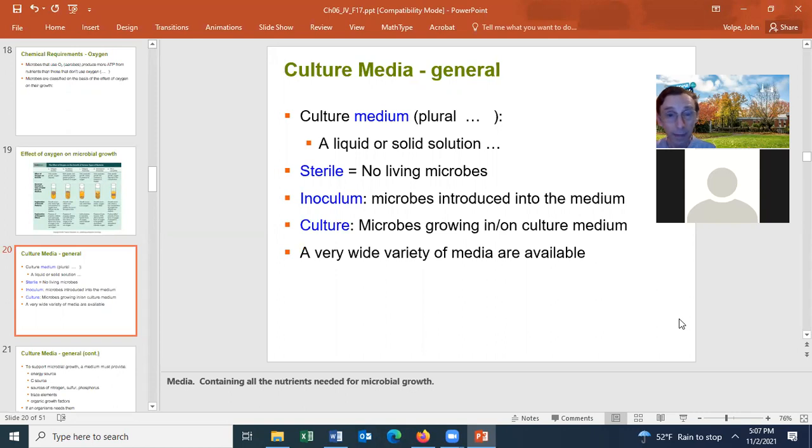The inoculum is the microbes you introduce into the media. We call it a culture, and that is the microbes growing in a culture medium. There are a wide variety of media available in microbiology. If you were coming into the lab, I would hold up a book where each page discusses one media, and the book is about that thick. So that tells you how many different media we have in microbiology.